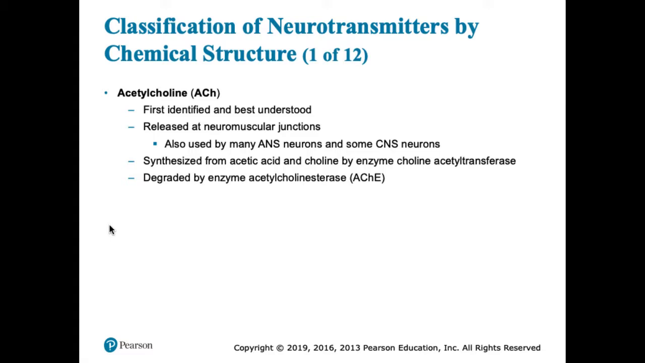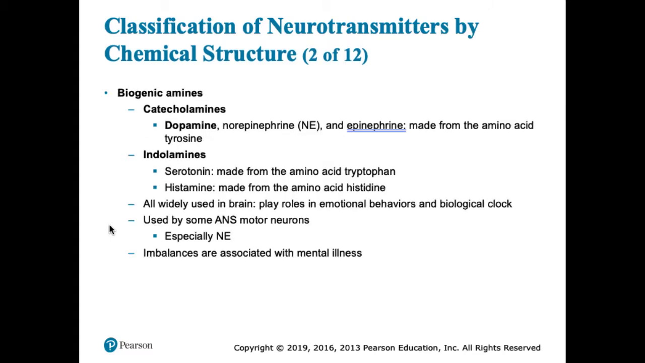I've already mentioned acetylcholine several times. I mentioned it also back in the muscles. But acetylcholine is the first identified and best understood neurotransmitter that we have. It's released at the neuromuscular junction, and it also may be used by ANS neurons and CNS neurons. Basically it's synthesized from acetic acid and choline by the enzyme choline acetyltransferase. It's degraded by the enzyme which we abbreviate AChE, acetylcholinesterase. And so, again, this is the one that we have the most knowledge about, and it's the most understood.